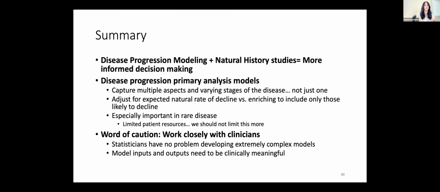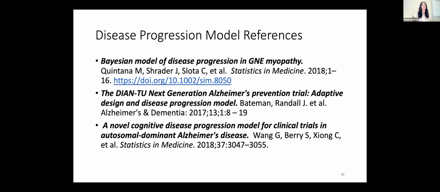We don't want to have to make a rare disease even more rare by including only individuals we predict will progress. And then finally, I'll give a word of caution: when building these models, we need to work closely with clinicians, and I'll say also patients as well. We need to make sure that what's going into the modeling is important and meaningful, and that the outputs are clinically meaningful, that our results actually match what patients are feeling and what clinicians are seeing. So work closely with clinicians when doing this to really get a good understanding of everything.